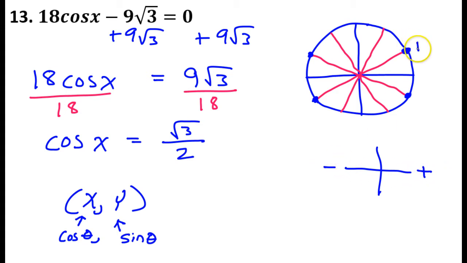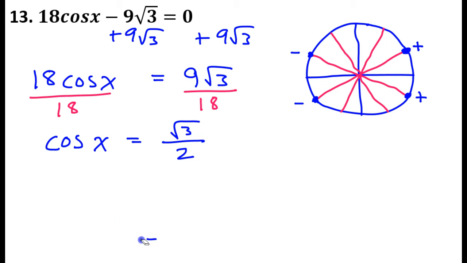So that means cosine will be positive here because this is where x's are positive, and it will be negative here because this is where x's are negative. Now for this particular problem, we want a positive answer, because cosine x equals positive radical 3 over 2. So that means these 2 angles will be the solutions, the 2 positive ones. So remember, this is pi over 6 right here. So this first one is just plain old pi over 6.